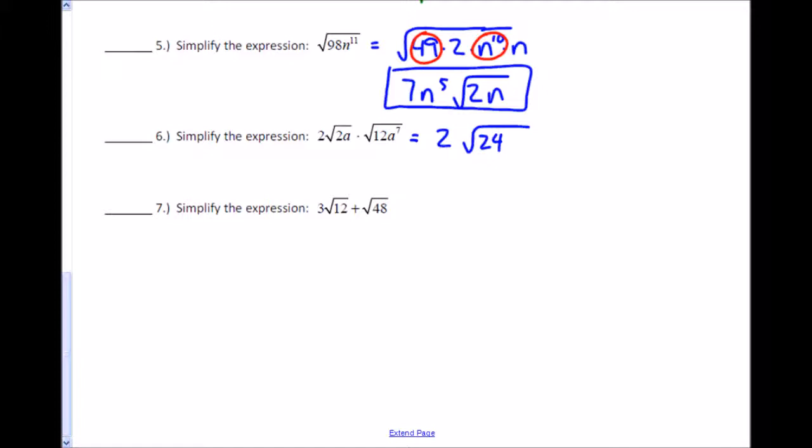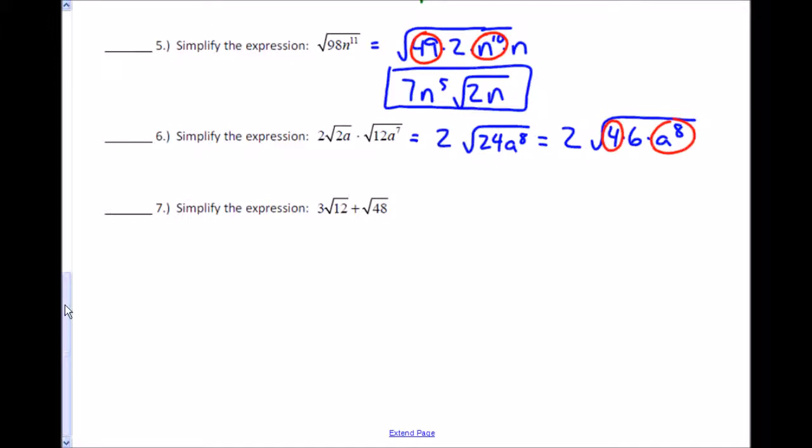And then a times a to the 7th is a to the 8th. And now we just got to break this down into perfect squares. That's the square root of this is going to be a 4 times 6. And then a to the 8th is already a perfect square. So now I take the square root of each perfect square.